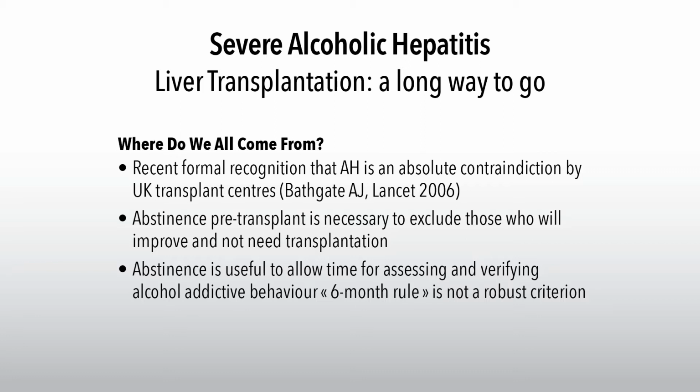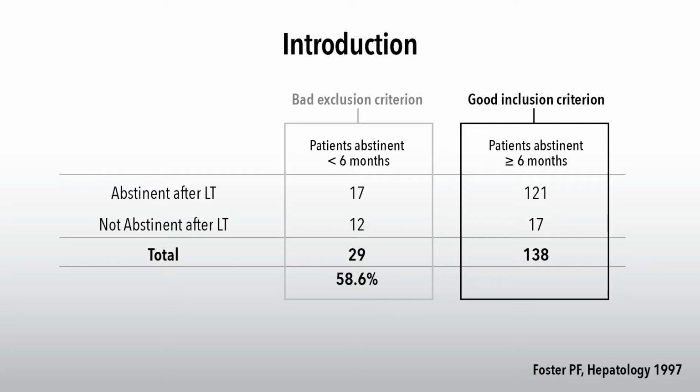But we understand that the 6 months rule is not a robust criterion for these patients. What we assumed was true and the data, both of them don't correlate. And these thoughts have been coming through the years. Are we making the right decisions for this significantly endangered group of severe alcoholic hepatitis?